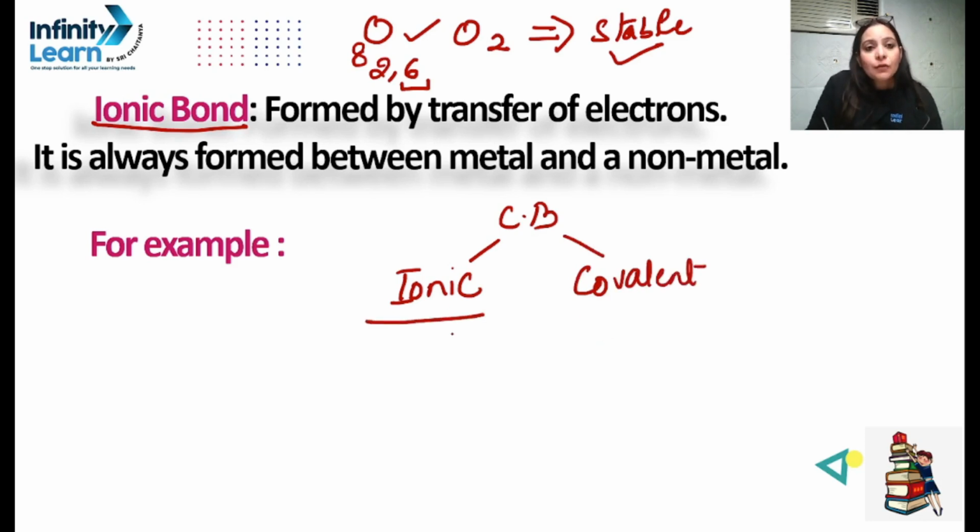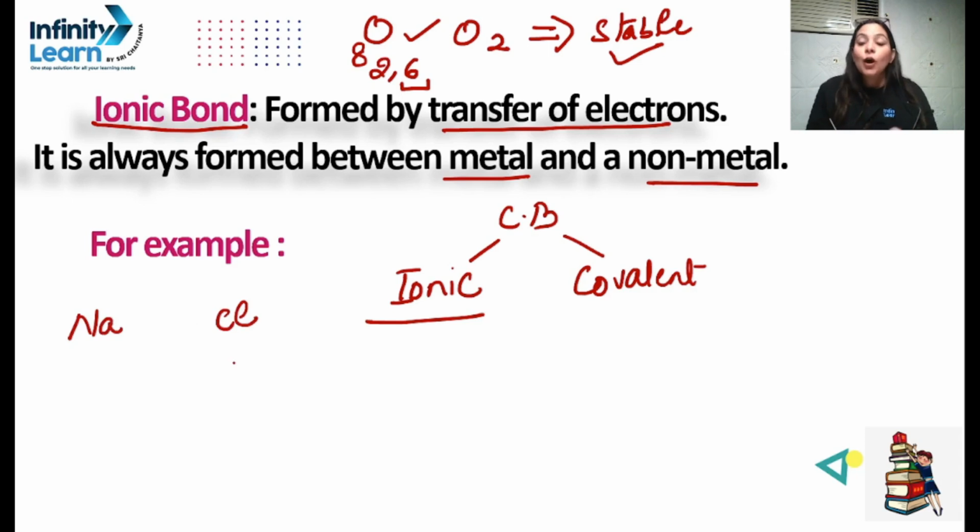Now talking about ionic bond, it is formed by transfer of electrons, and it is always formed between a metal and a non-metal. Let me give you one example. If somebody asks you what kind of bond will exist between sodium and chlorine, how will you show the bond formation, or how do you come to know what kind of bond would be there?